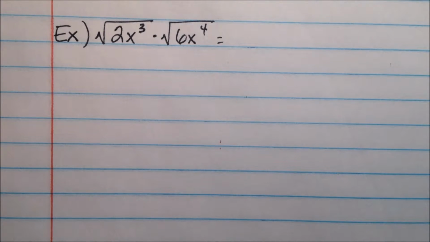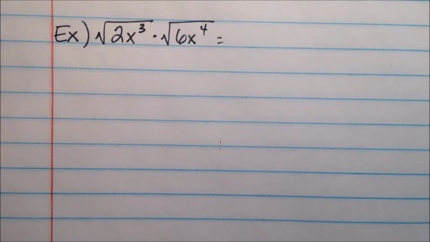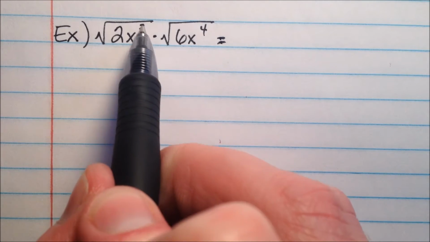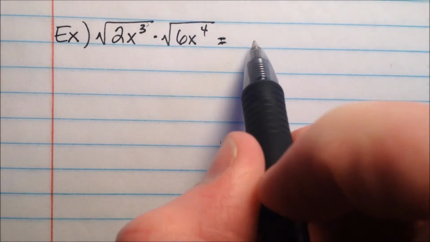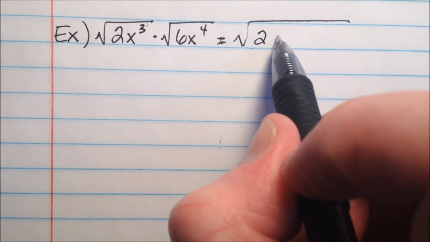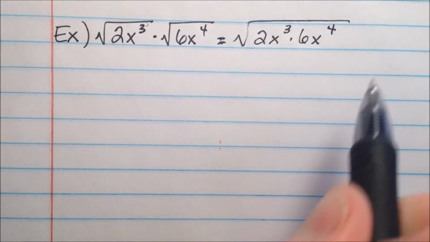In this next example, you'll see that we're going to include variables underneath our radical. This will not, however, change how we simplify these radicals when we multiply them together. So we still have this one multiplied by this one, so we're going to put them under one big radical and say 2x cubed times 6x to the fourth.